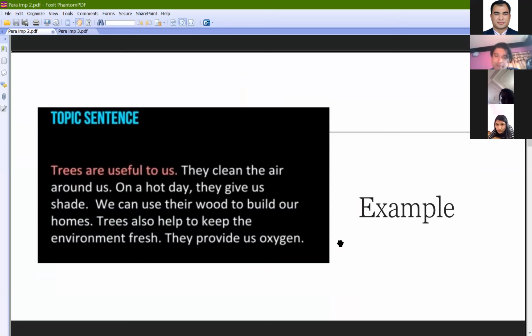Trees are useful to us. Now, why are trees useful to us? Trees are useful to us. They should be planted everywhere. Trees are very helpful because they give us oxygen. If you start writing like this, the writing looks okay, but it won't be a good essay. Trees are useful. Now, reason number one, why are trees useful?